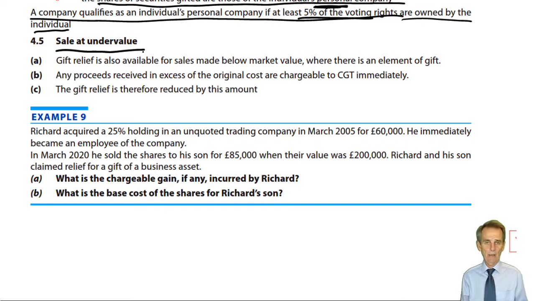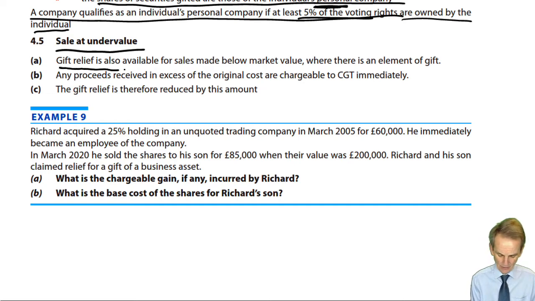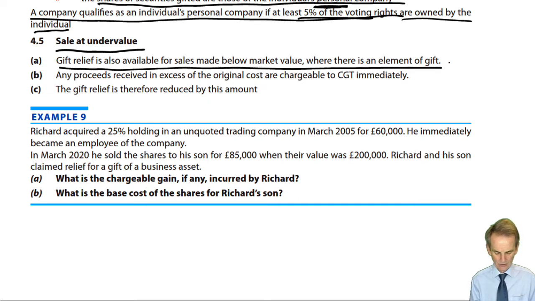Well, what we've always said, whether it's an outright gift or a sale at under value, is you always compute the gain based on the market value at the date of gift. So gift relief is also available for sales made below market value where there's an element of gift. We know that the gain itself is based on market value. You do not use the actual sale proceeds in computing the gain. The gain, as we learnt in our first lecture in Chapter 12, is based on open market value wherever any element of gift is involved.